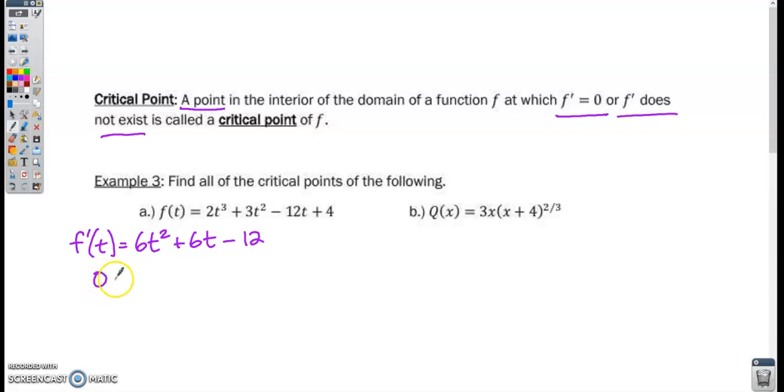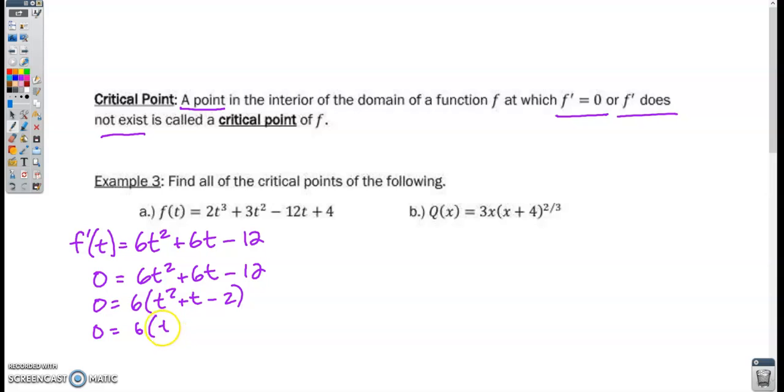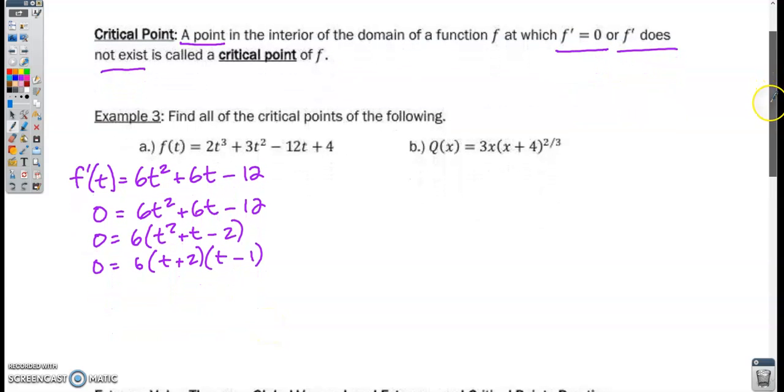So I'm going to set the derivative equal to 0, and I'm going to solve for t. Would it be real nice if I could factor this. That's 6 times the quantity t squared plus t minus 2. Oh, looks like I am in luck. I also possibly could have done that using the quadratic formula or graphing it on my graphing calculator and solving. But we find that the t values where the derivative is equal to 0 are -2 and 1.